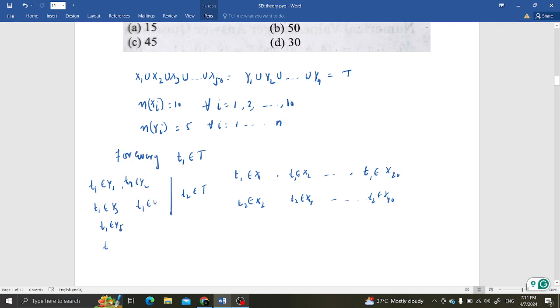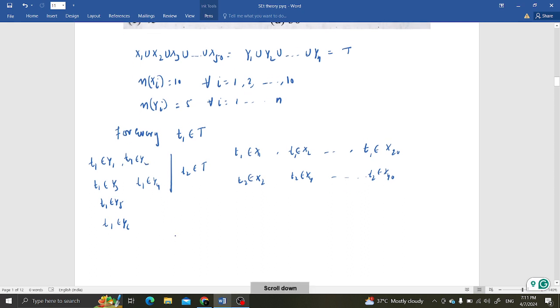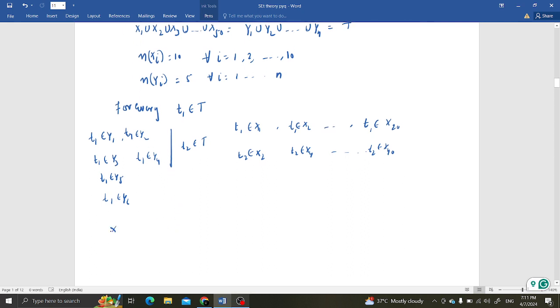T1 also belongs to y4. T1 also belongs to y6. Okay, like that and so on. So here you can observe what they are saying: the union over i equals 1 to n of the xi's equals T, which equals the union over i equals 1 to n of the yi's.